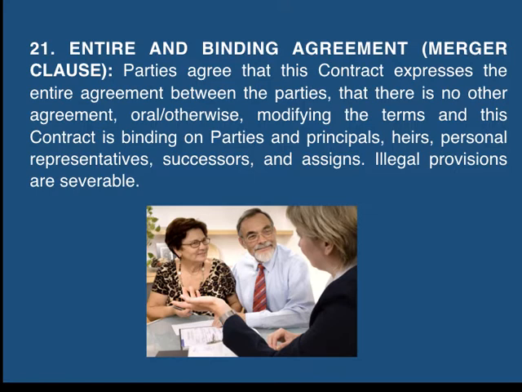And another thing I'd point out here is when it says it's binding on all parties and principals, heirs, personal representatives, successors, and assigns. And a long time ago, I thought that assigns meant that the contract could be assigned. But I was told by attorneys that that is not what it means here. It simply means if the seller, if somebody dies and it gets assigned. If you have a buyer that wants to be able to assign their contract, then that needs to be put on the front where you put the buyer's name. You put the buyer's name and or assigns on that line. That's how you handle that.